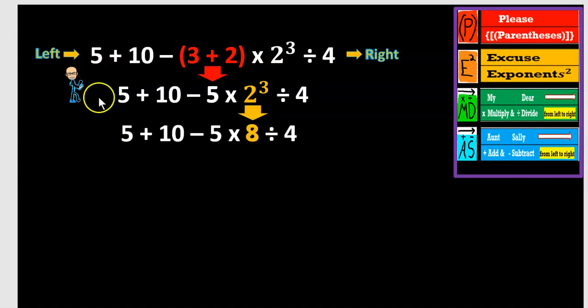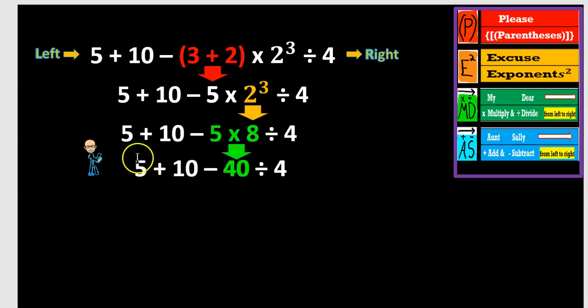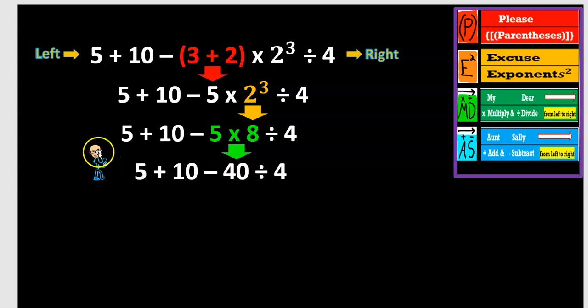All right. Now, what comes next? Do we have any more exponents? No. Okay, now we're on My Dear or Dear My. Whatever comes first, multiply or divide. Let's go across. Do we have any multiply or divide? In this case, multiplying comes first. So we're going to multiply 5 times 8, 40. All right, now, do we have any more multiplying or dividing? Now we have a divide. 40 divided by 4, 10.